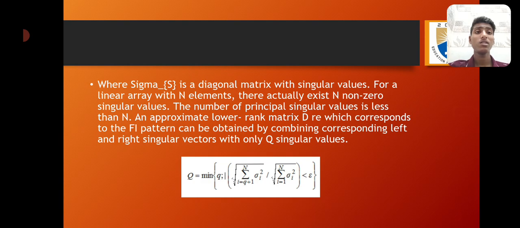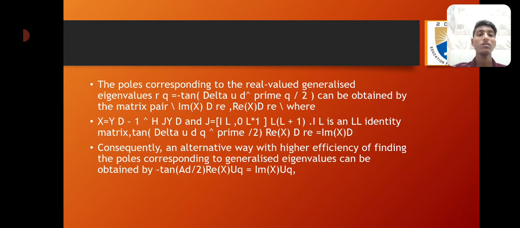If Σ_S is a diagonal matrix with singular values for a linear array with N elements, there actually exist N non-zero singular values. The number of principal singular values is less than N, and even an approximate lower rank matrix D, which corresponds to the pattern, can be obtained by combining corresponding left and right singular vectors with only Q singular values. Here's the equation for Q singular values.